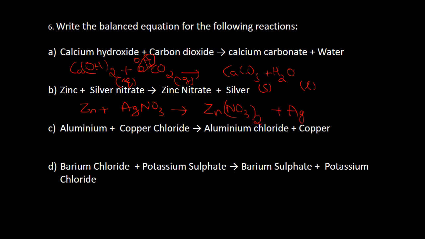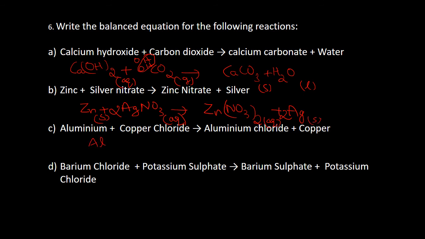Now, how to balance this? I already told you, you have to make the number of atoms equal on both sides. So Ag also becomes 2. Here, look at this. Zinc is a metal, so solid. AgNO3 is a solution, so you will write it as aq. And zinc nitrate, again a solution, and silver is a metal, so solid.